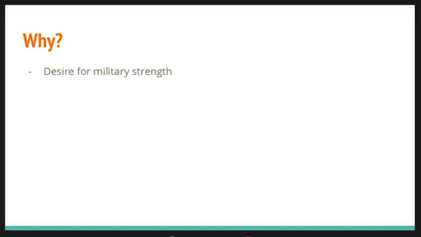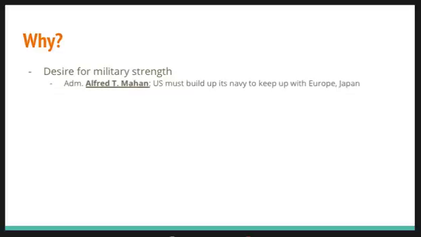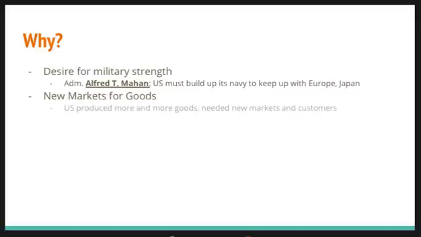Well, first of all, it would require them to improve their military strength. There's an admiral named Alfred T. Mahan who advocated for the United States building up its navy in order to keep up with European countries and also keep up with Japan. Also, taking over other countries, smaller countries, would develop a new market for goods. The United States was producing more and more goods, and they needed new markets and customers to sell these goods to. They also could use the resources in these other countries to produce even more goods.